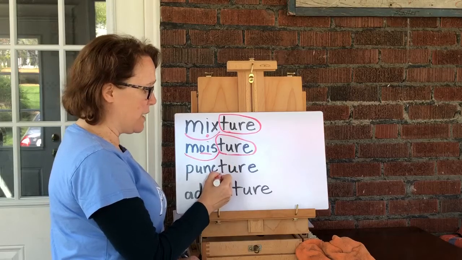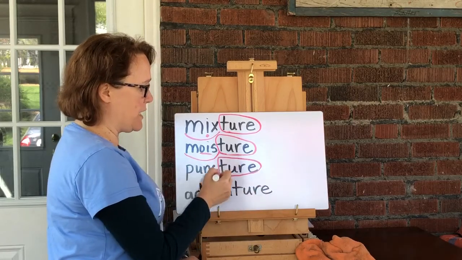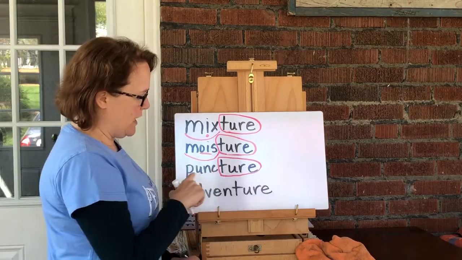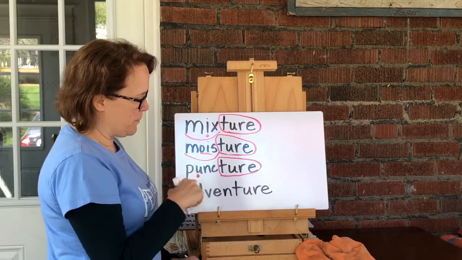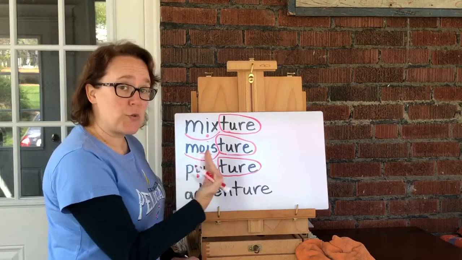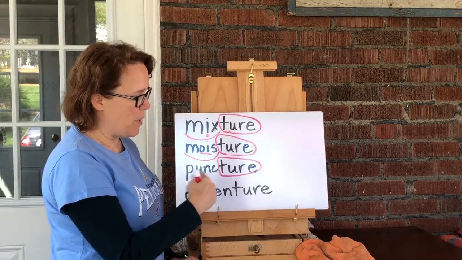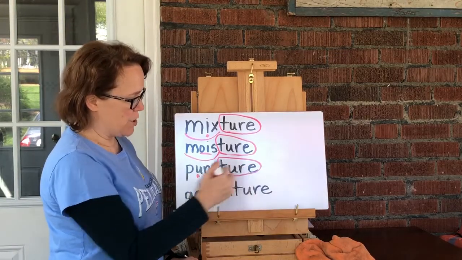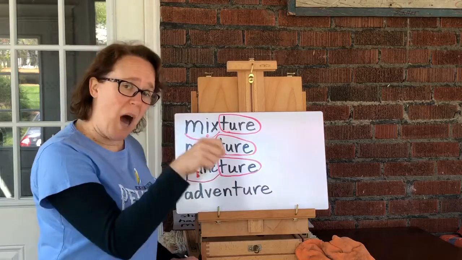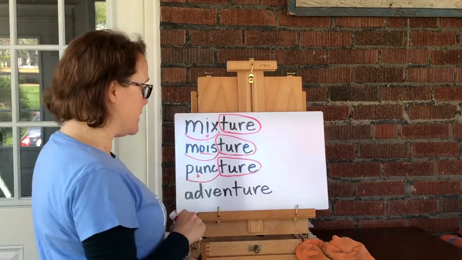Let's look at the next one. Circle that T-U-R-E together, chur, and I spot a U. The U is closed in, so it's going to say up, punk, puncture. When you puncture something, you poke a hole in it.